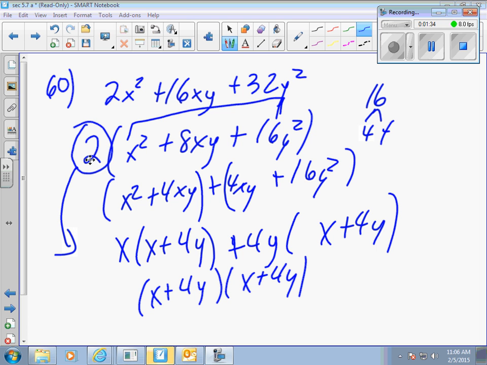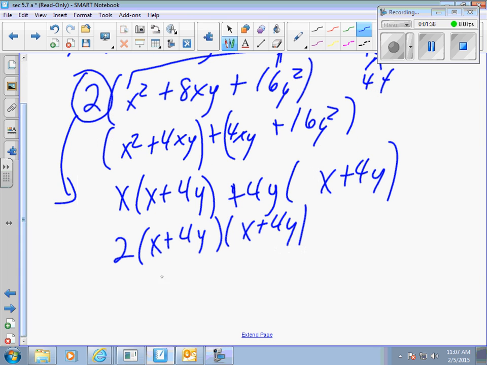If I remember to bring my 2 down, and if I really wanted to, I could rewrite this as 2 times the quantity x plus 4y squared. Because there's 2 of them, you can write it as squared.